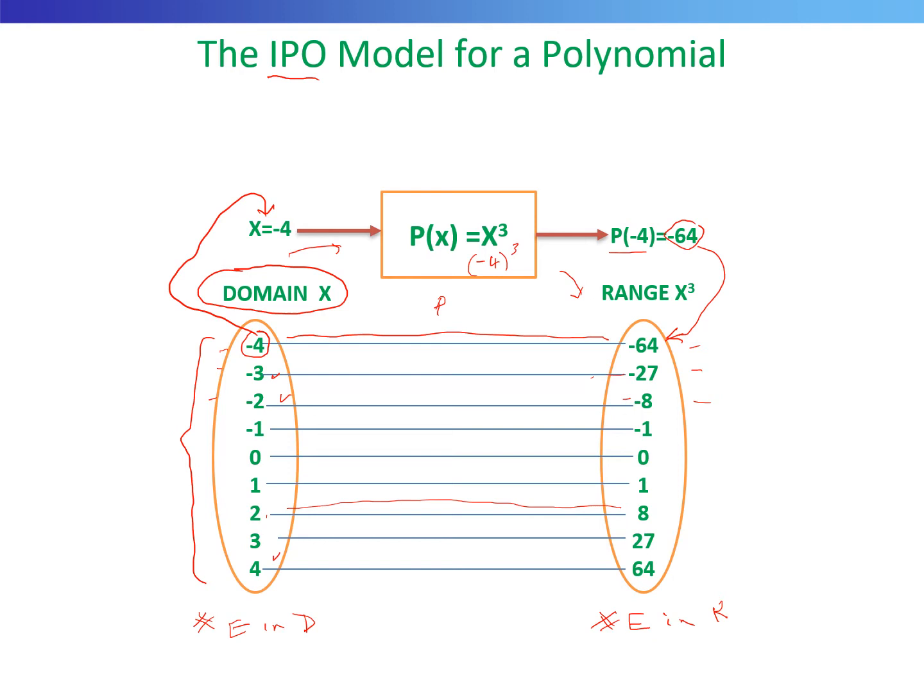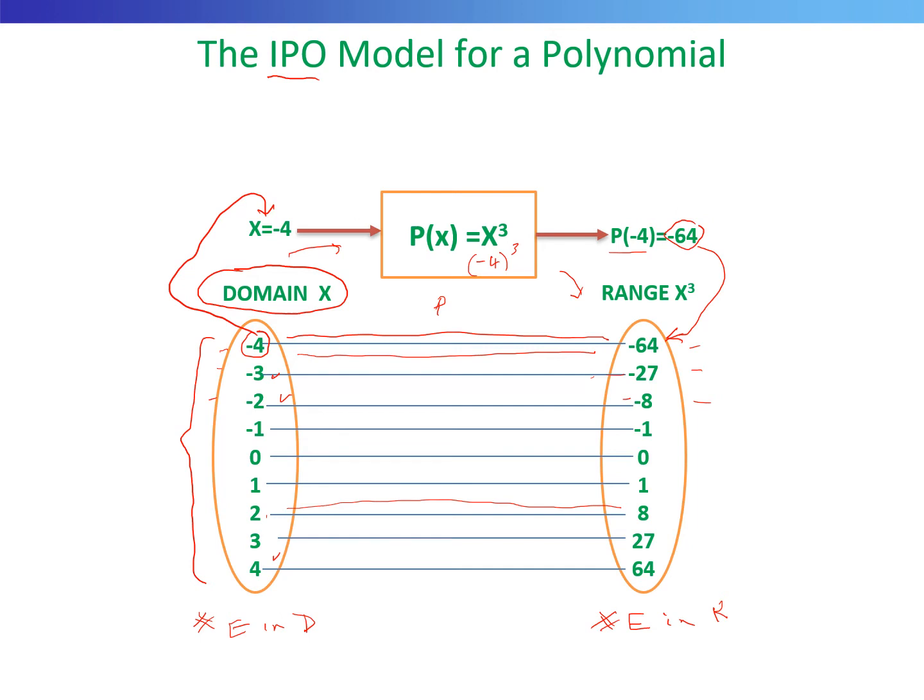Moreover, the mapping is clearly one-to-one. By one-to-one, we mean each element from the domain is mapped to a unique element in the range, and there is no element in the domain that is mapped to more than one element in the range. And the number of elements in the domain is exactly equal to the number of elements in the range.